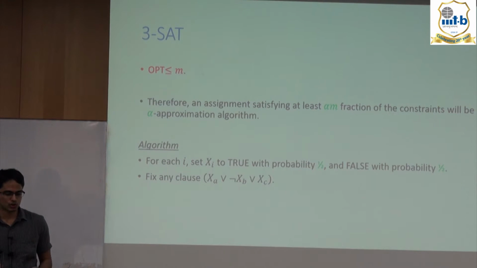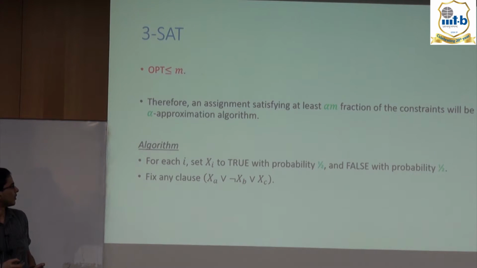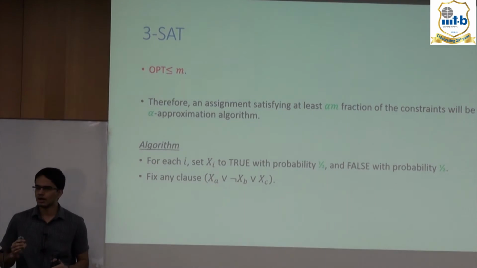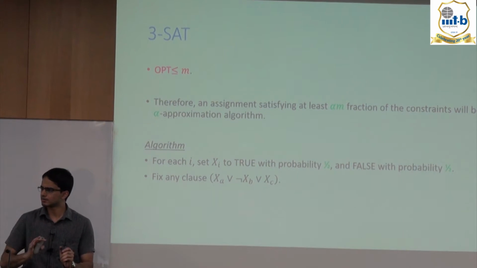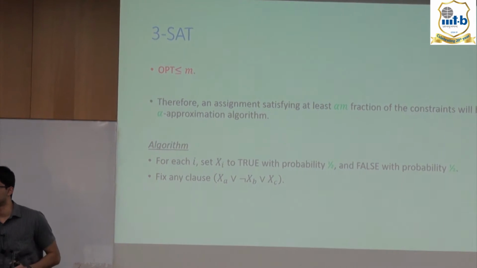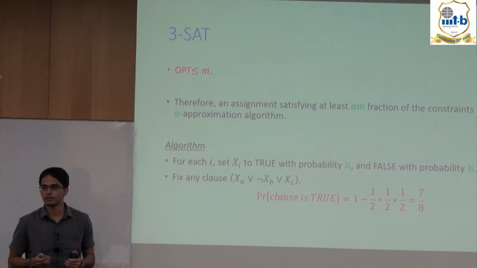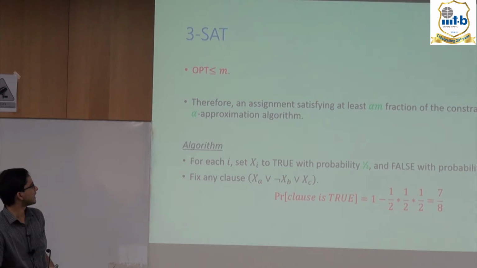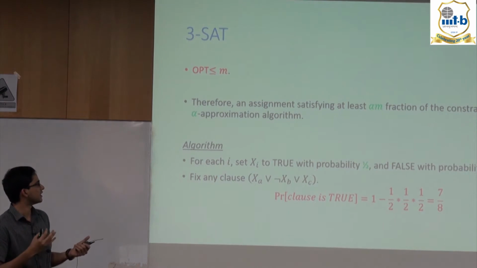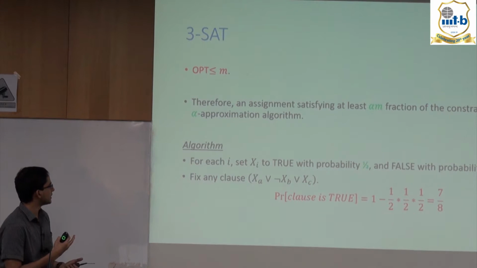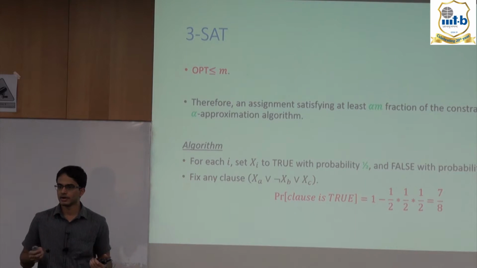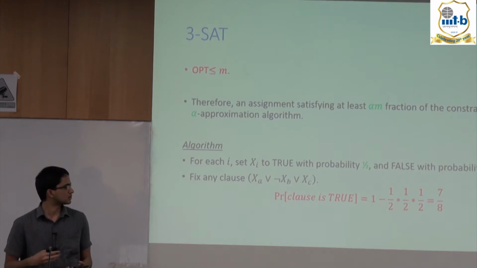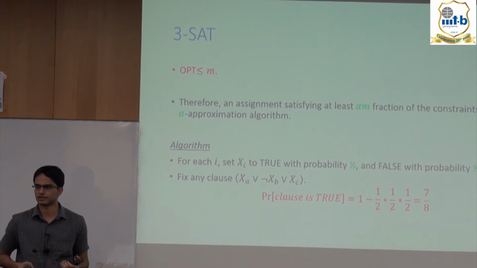Okay, so let's fix any of these clauses. Let's say xa or not xb or xc. It doesn't matter which ones are negated and which are not. Let's just fix an arbitrary clause, and ask what is the probability that this clause is satisfied. This clause would be satisfied if xa were true, or xb were false, or xc were true. That's not the only way; there are many ways in which this can be satisfied.